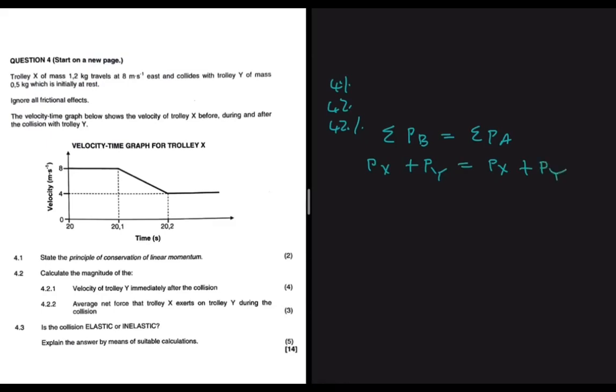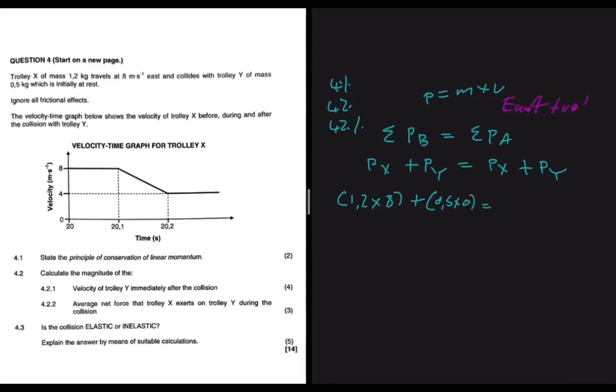So if we calculate the momentum of trolley X, let's not forget that p is equal to m multiplied by v, right? We're going to have 1.2 multiplied by 8. So now we can see that we need to decide on the direction. So let's take direction to the east as positive, right? And then the momentum of trolley Y, it is at rest, right? So we have 0.5 multiplied by 0, right?